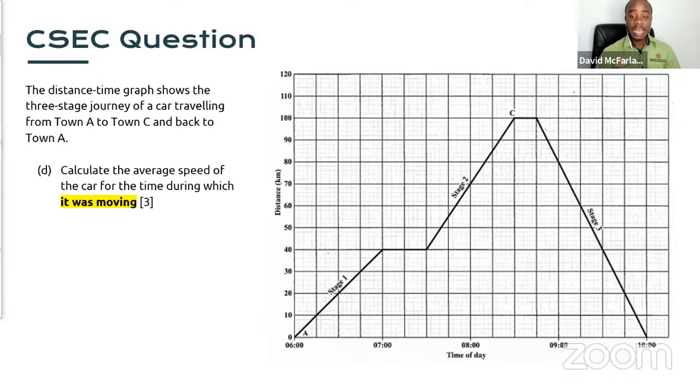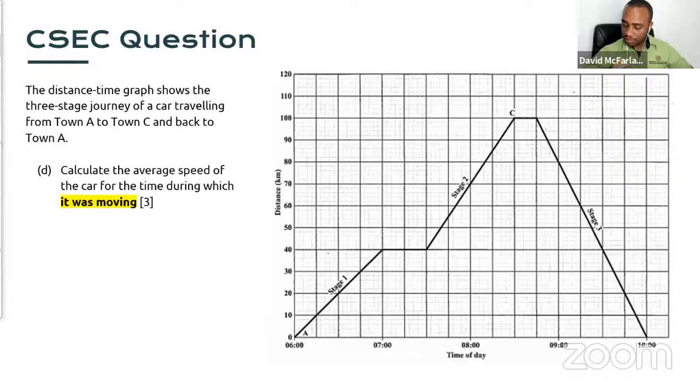Because remember, the average is the best value that describes all of these speeds that we found. Now, let's think about it. If it's the total distance related to the total time, we need to find that total distance during which the car was moving and the total time during which it was moving. So let's start with that first one. What is the total distance during which the car was moving? Let me see if somebody can put that in the chat.